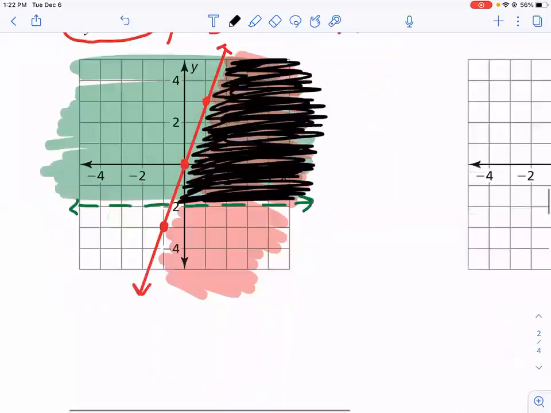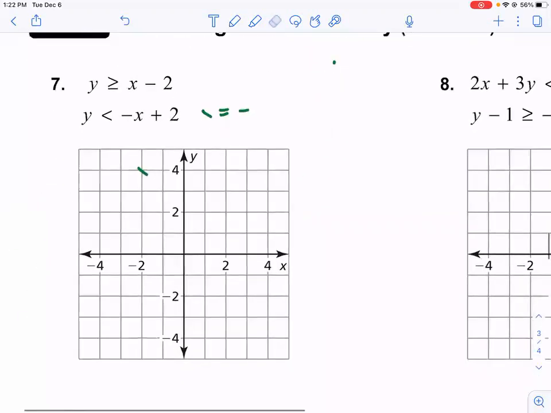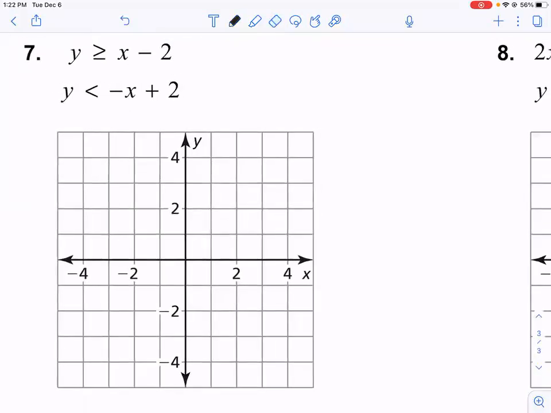Let's look at number 7 on the next page. It's already in slope-intercept form. How about you and your partner work on this? I feel like that's doable.